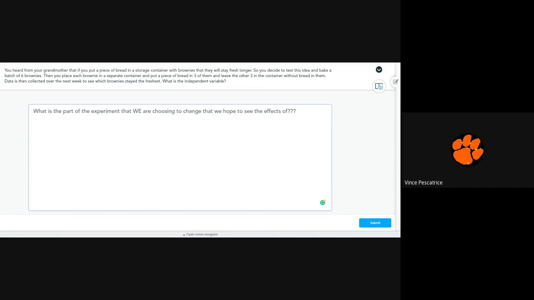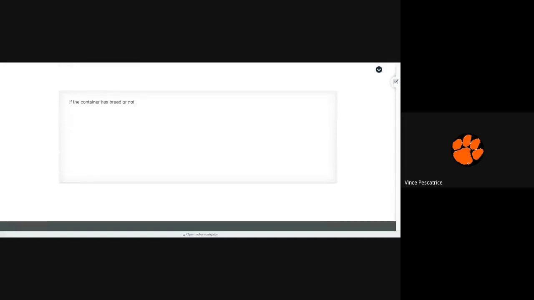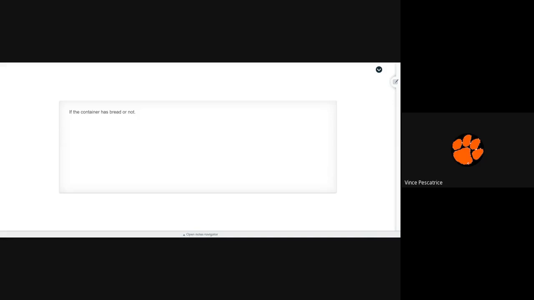All right, so the independent variable is real simple. It's whether the container has bread or not. We are adding bread to see if the results change. We are choosing to add bread and putting them in separate containers. So good. The bread that we add is the independent variable. It's the thing that we are hoping affects the experiment. Very good.